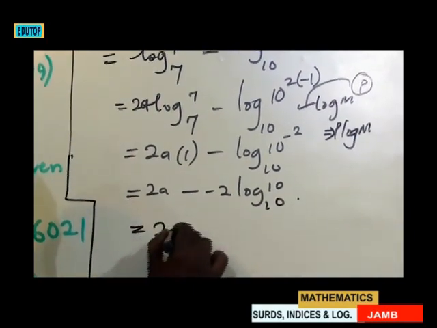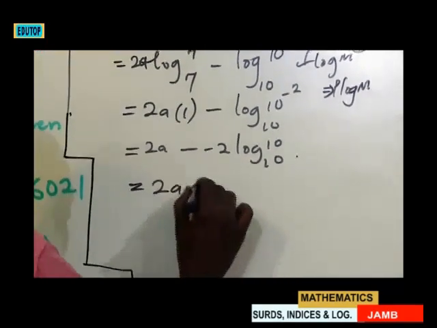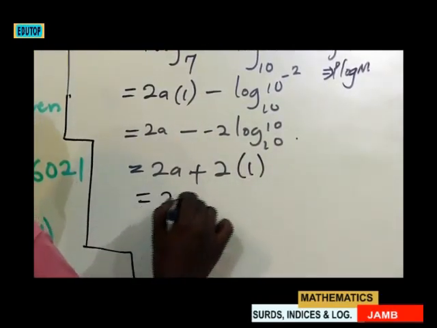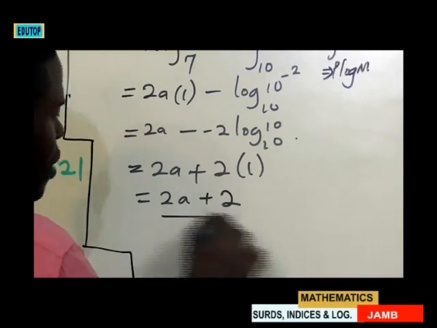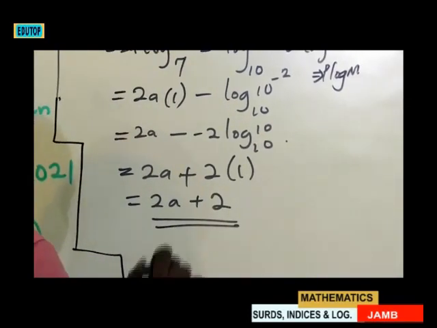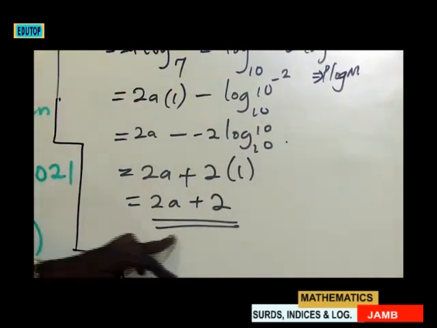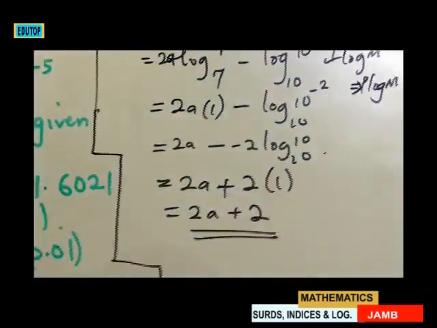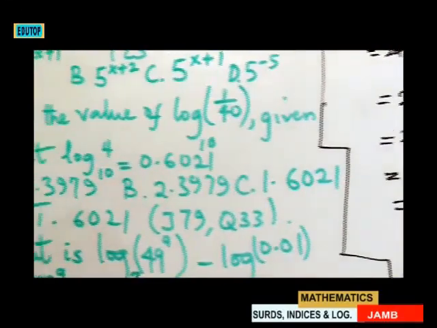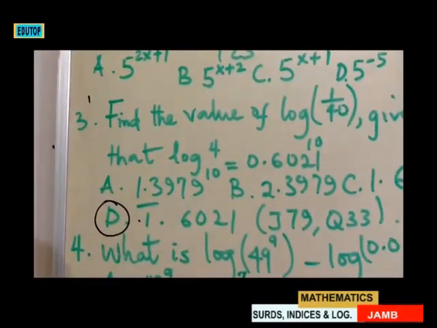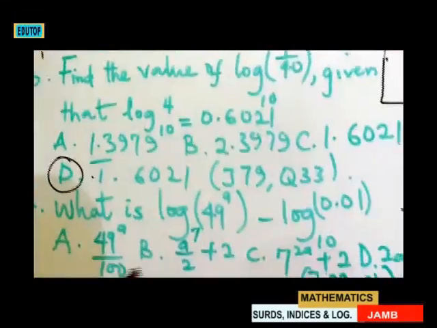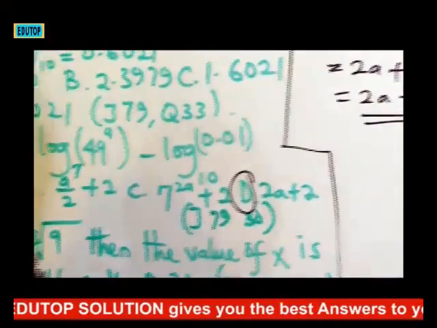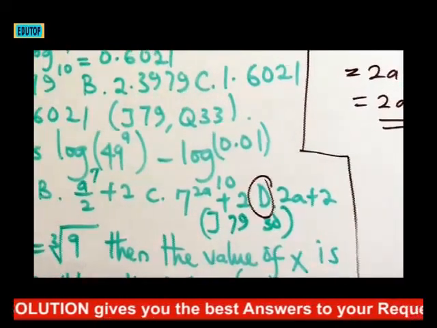So I now have 2a minus times minus plus 2. Log of the same base, 1. So I have 2a plus 2. So this is the simplified form of the expression. So come here and look for a suitable option that will match our answer. Look at it all around, square like D.